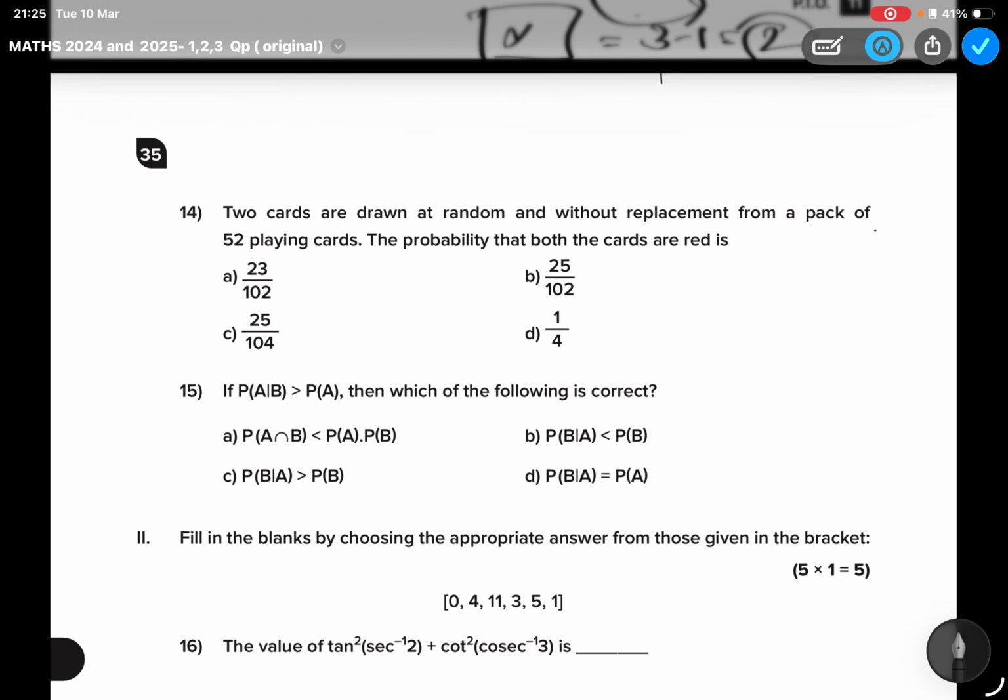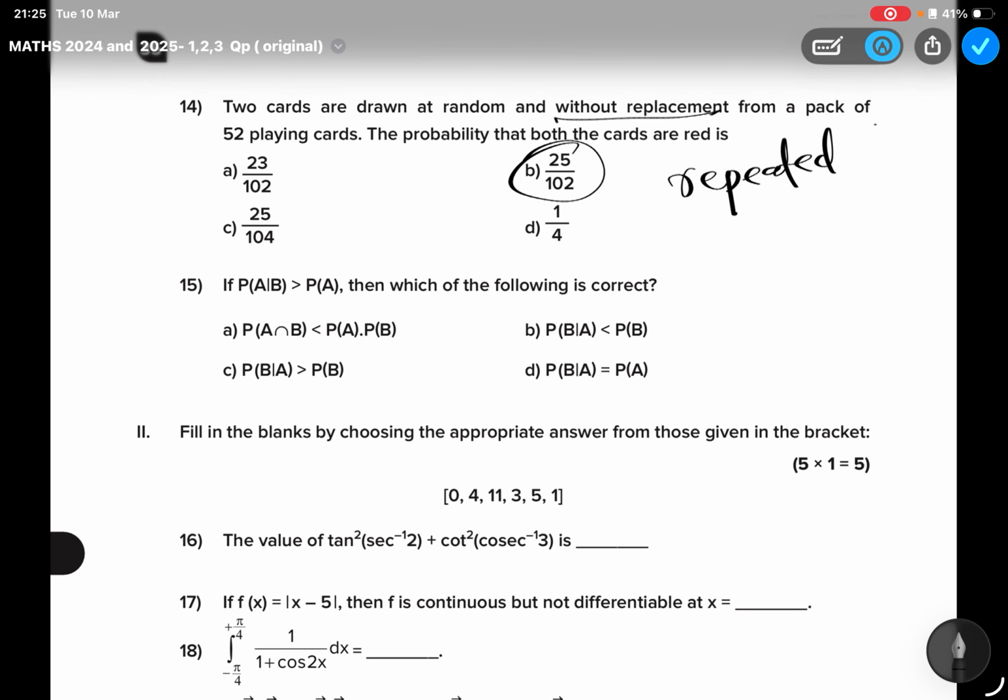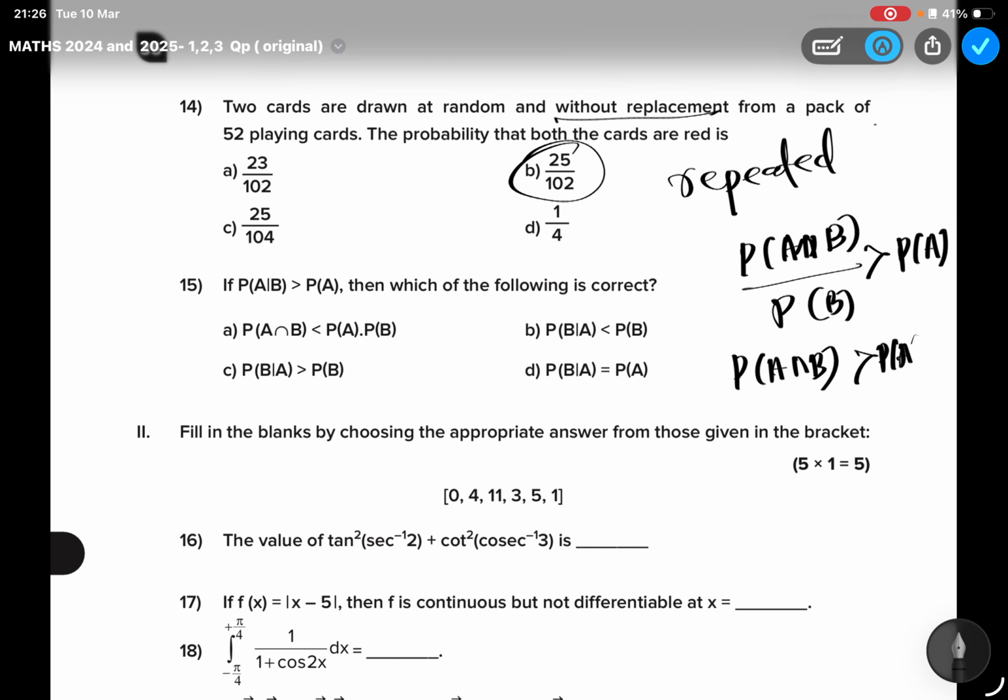And this is also without replacement, 25 divided by 102, a repeated question. Now, probability of A given B is greater than probability of A. Then which of the following is correct? Probability of A given B is probability of A intersection B divided by probability of B, and it is greater than probability of A. So we take probability of B to that side: probability of A intersection B is greater than probability of A into probability of B. So if probability of A intersection B is less than that, then it is wrong.